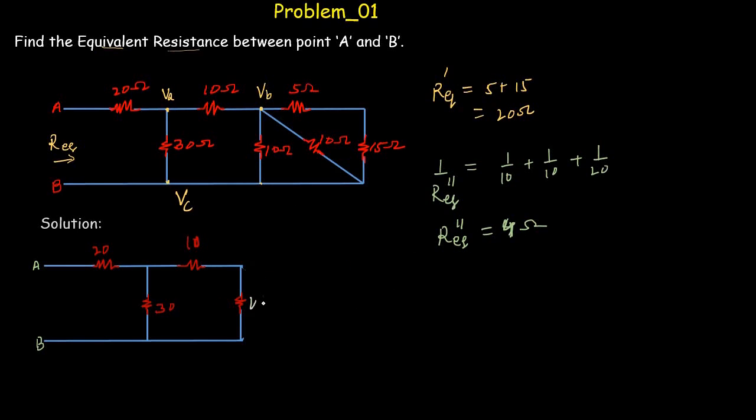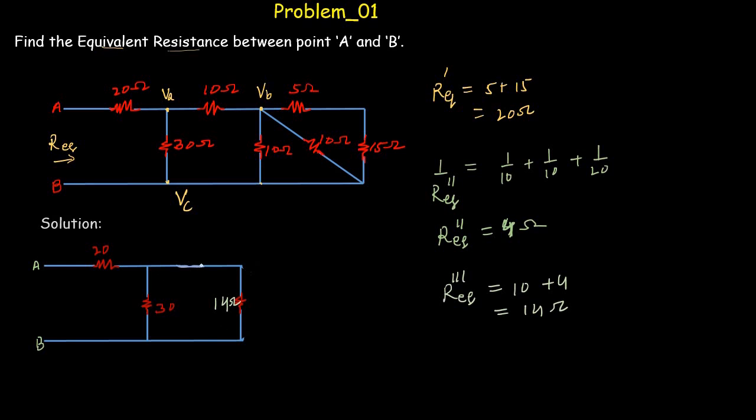Now you can see that these 2 resistors are in series because there is only one path for the current to flow through these 2 resistors. So the equivalent of these 2 resistors, R equivalent triple dash, is equal to 10 plus 4, which is equal to 14 ohms. So we can replace these 2 resistors by a single resistor with the equivalent resistance of 14 ohms.